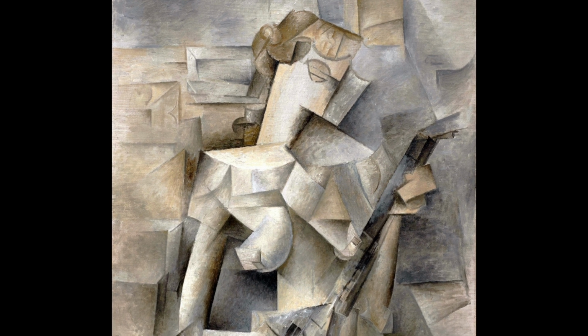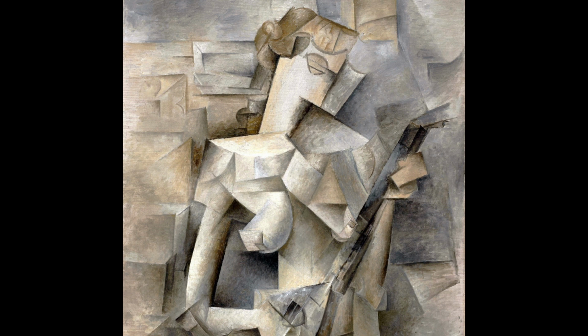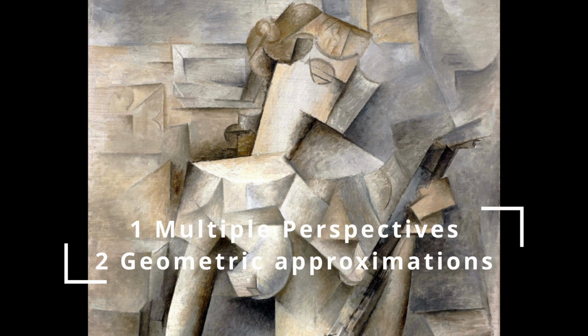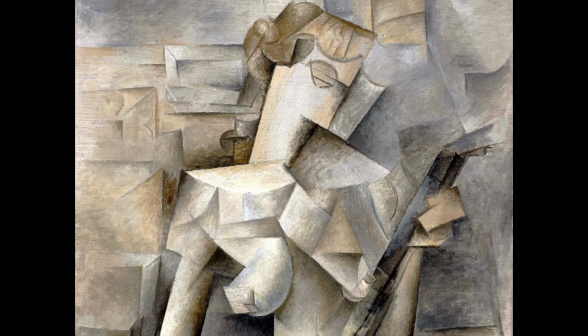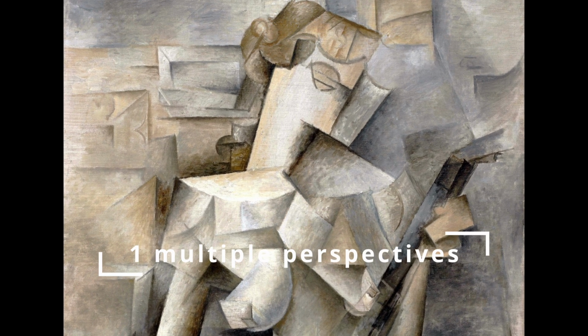Before we get into that, what are we looking at? Picasso has used two unusual techniques to give us the girl: multiple perspectives and use of geometric approximations of physical objects. Using multiple perspectives in the one painting is groundbreaking.